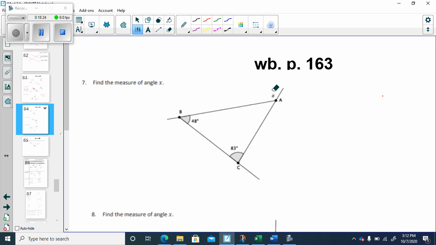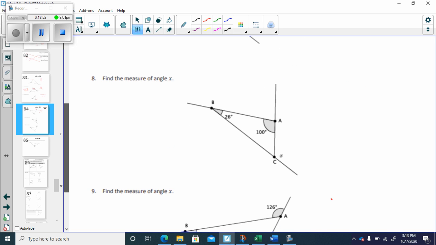They're looking for the measure of this angle X. This is an exterior angle, so it's equal to the sum of these two. X would be equal to 48 plus 83. You've got a calculator, so you add 48 and 83 to get your answer. And you've got 131. X is equal to 131. This is a 131-degree angle.